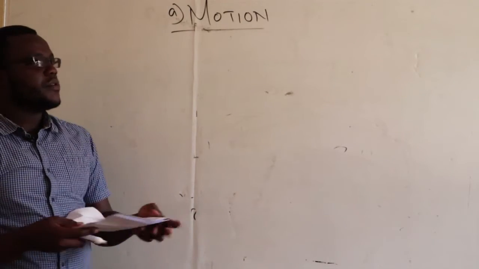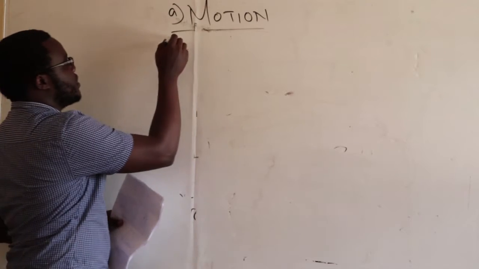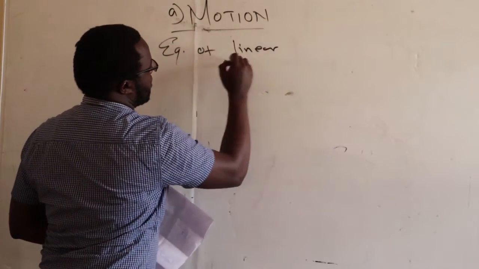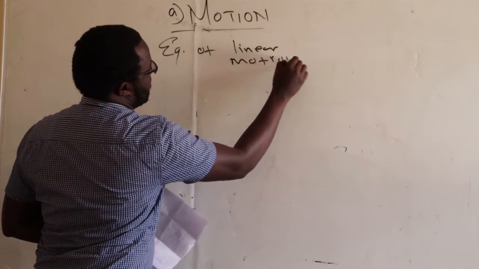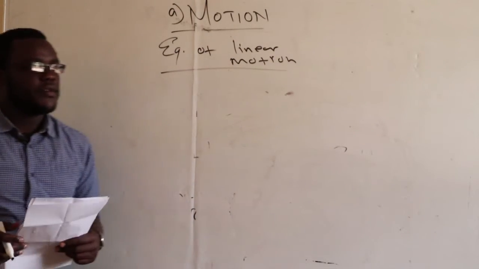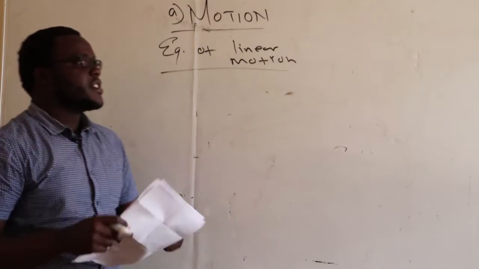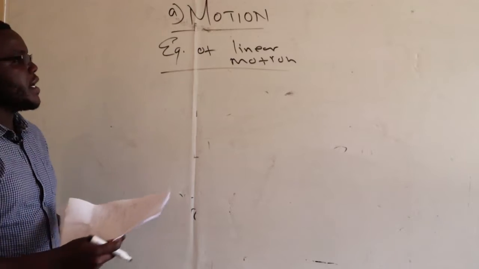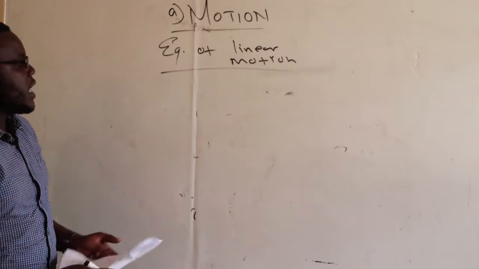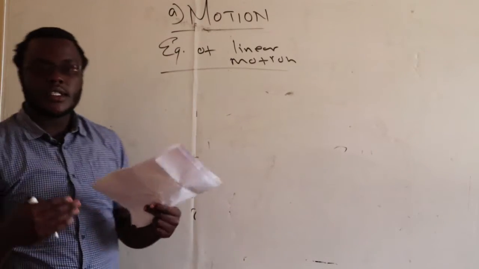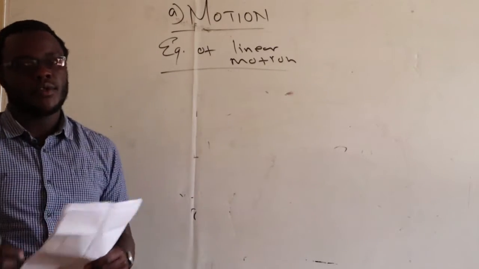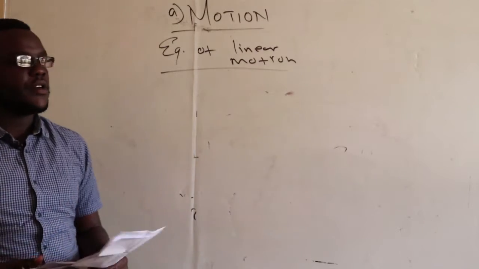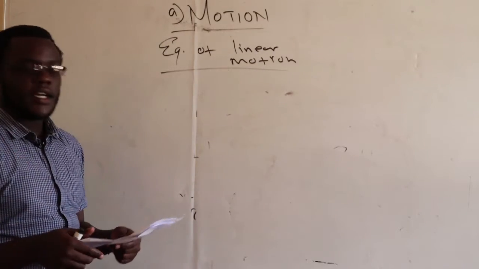And what do we need to know about motion? First of all, we need to look at the equations of linear motion. This is motion in a straight line, because there are different forms of motion. Motion can also be circular, where we have a wheel moving round. However, there is a relationship between circular and linear motion, because the way a wheel in a vehicle moves is a circular motion, yet it causes the vehicle to move in a linear motion.